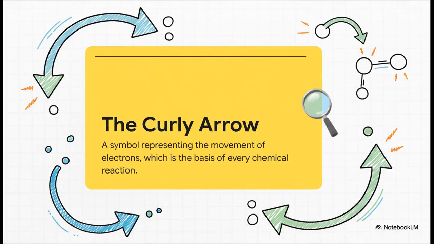Well, in chemistry, all that action, everything that happens, it's shown by one simple, incredibly elegant symbol. This is the curly arrow. Now, it might not look like much, but trust me, this little guy is the key to everything. What it does is show the movement of a pair of electrons. And since every single chemical reaction is really just electrons moving around, this arrow shows us exactly how stuff happens.